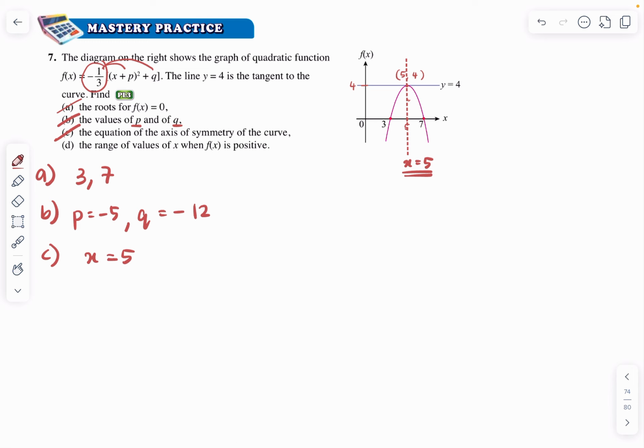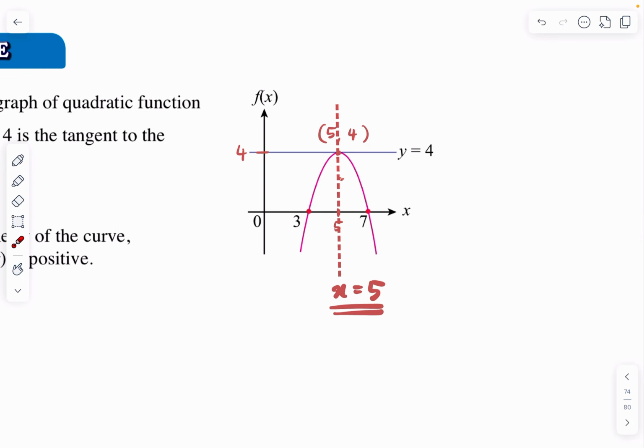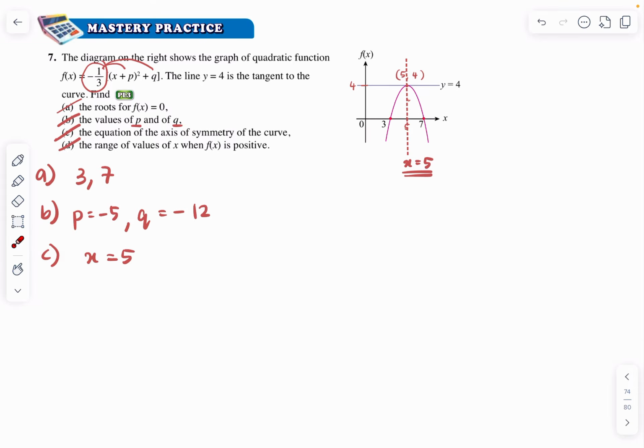Then D, the range of values of x when f(x) is positive. Okay. So let's look at the graph. They're asking us when f(x) is positive. That means positive y. These are all negative values. These are positive values. So when the f(x) is positive, our graph ranges from here to here. So the x values would be between 3 and 7 when f(x) is positive. So the answer would be x will be between 3 and 7. That's it.